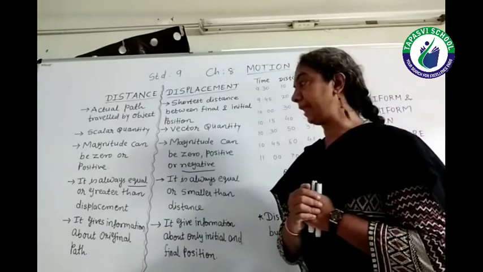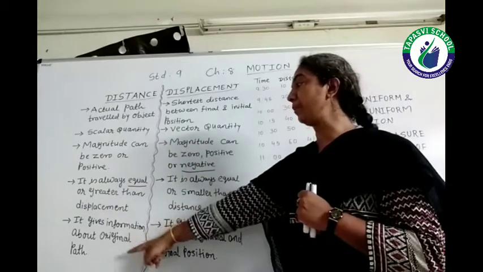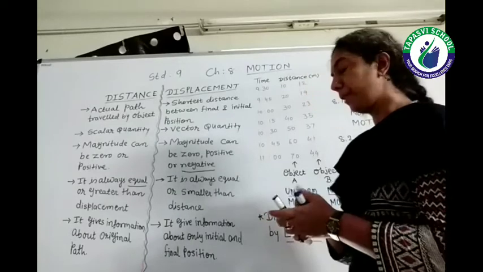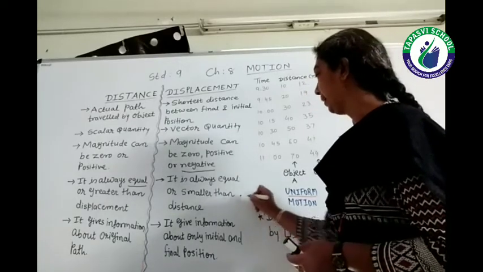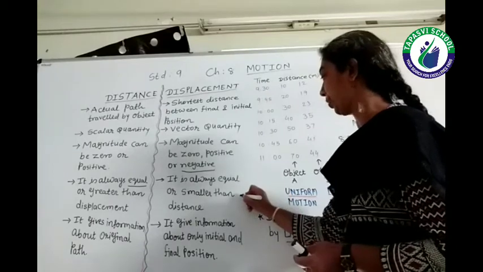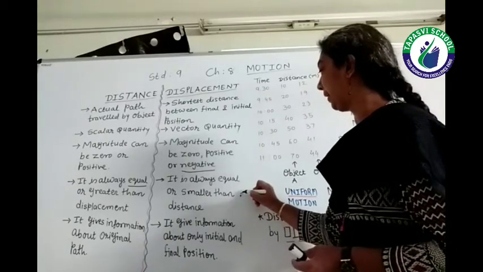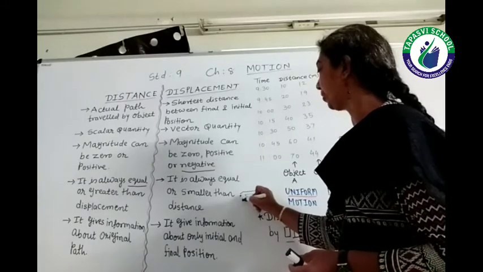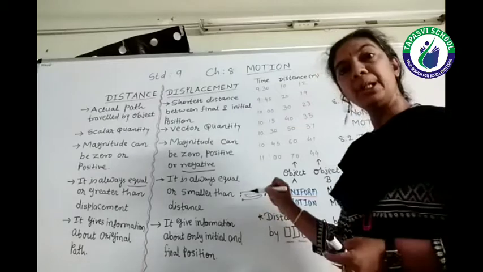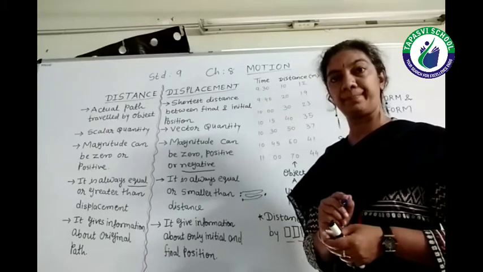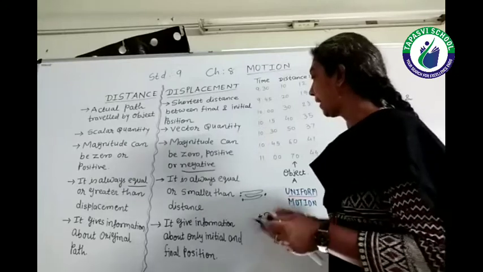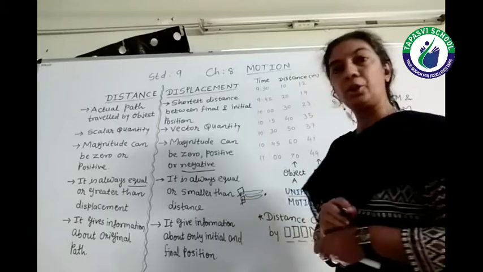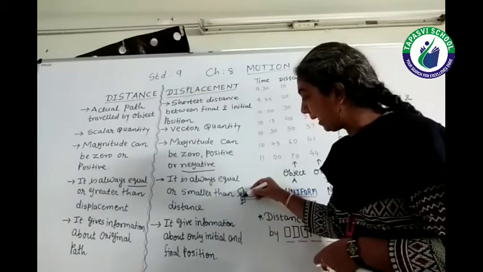Last difference we can say is that distance gives information about the original path. Say we have this one position and this is another position. The object is traveling in this way, then comes back, then again goes back, then comes to this position. So distance gives us the information about this path. But our starting point is this and final point is this. So displacement will be only this much.